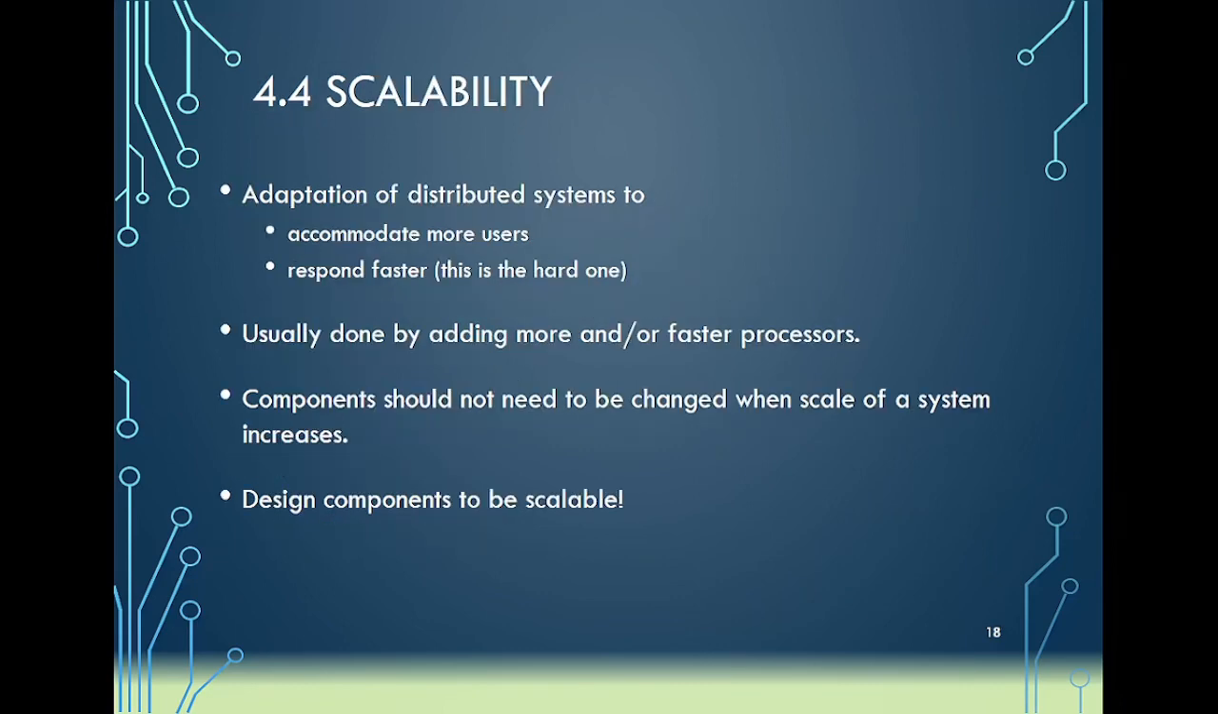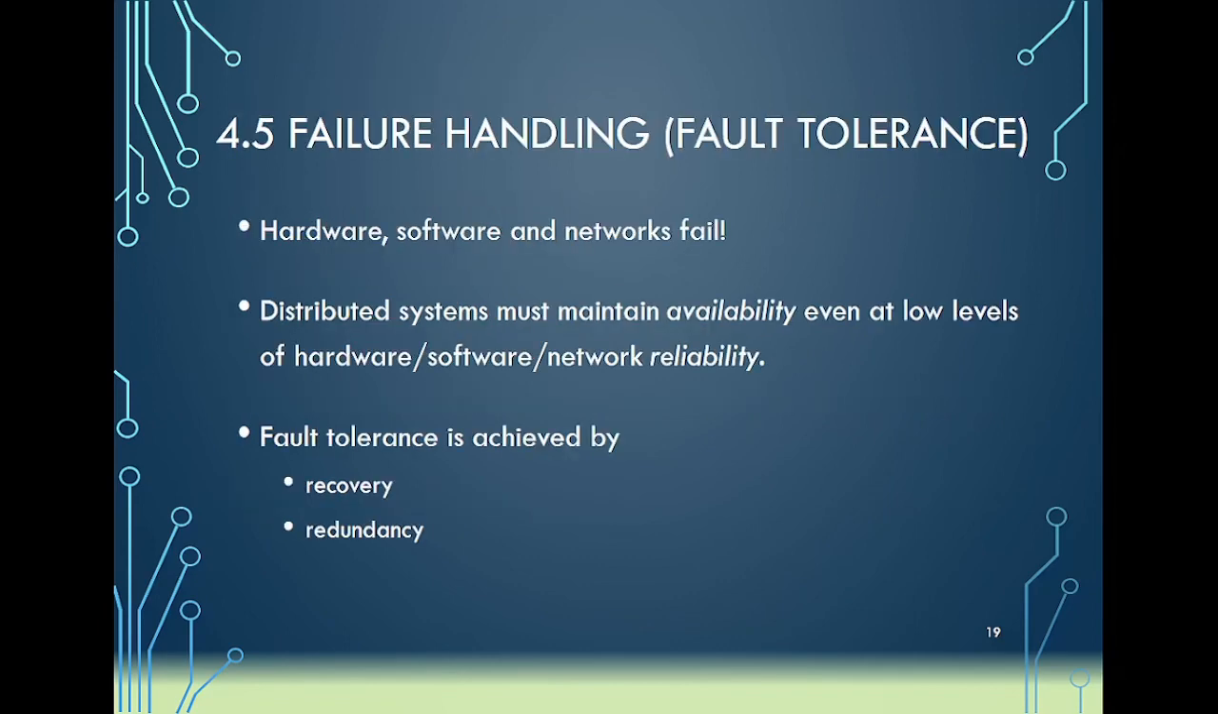Now, we have mentioned scalability, the ability of a system to accommodate more users, right? Also respond faster. So scalability can be handled by ensuring that we add more resources to the available systems. Talk about processors, they should be fast enough. Memory, right? So when you're designing these particular components in future, they should be scalable.